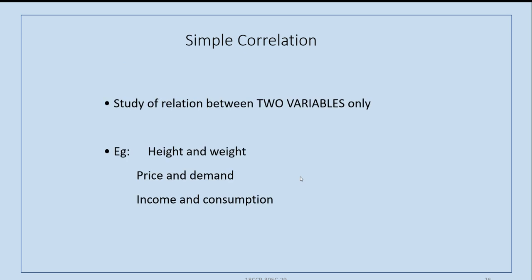Simple correlation is the study of relation between two variables only. If two variables are there, that is called simple. If more variables are there, that is called multiple correlation. And in our syllabus, we have only two variables. Please remember, we have only two variables in our syllabus.